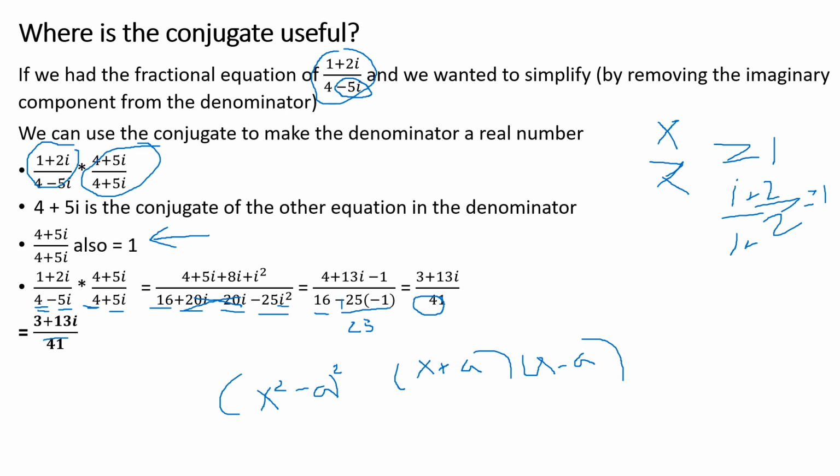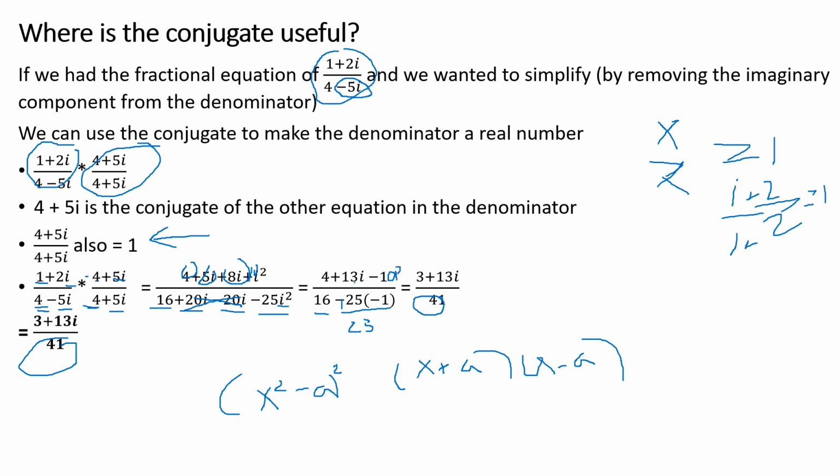It's 41. So we've got to do the numerator. And we'll just use FOIL for this. 1 times 4 is 4. 1 times 5i is 5i. 2i inside, 2i times 4 is 8i. And then I've got 2i times 5i, and that should be not i squared, 10i squared. So it's 4 plus 13i, because 5i plus 8i, minus 10i squared.